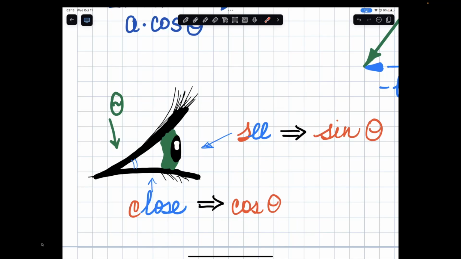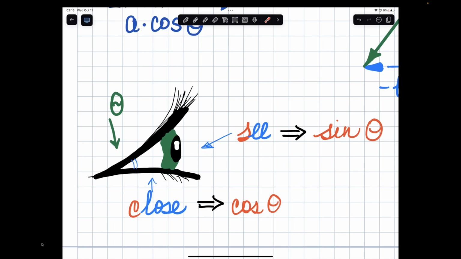Here's your tutorial on how to tell sine from cosine, especially when you are dealing with components of vectors. Thinking about it, think about a human eye. A human eye has a pupil through which you see. It has a bottom lid to which you bring your upper lid to close your eye. So see and close. See starts with S, close starts with C. S for sine, C for cosine.